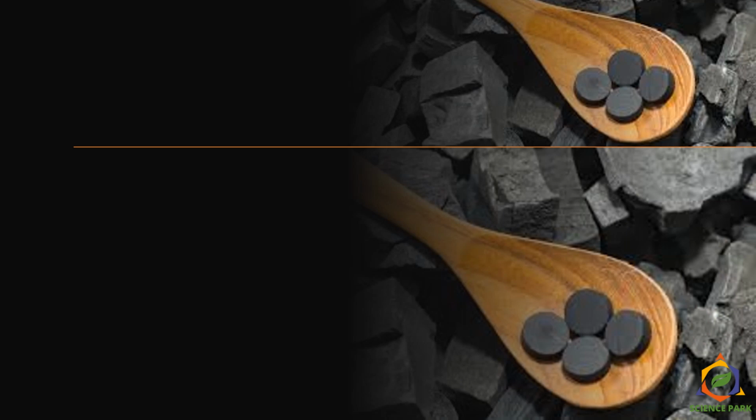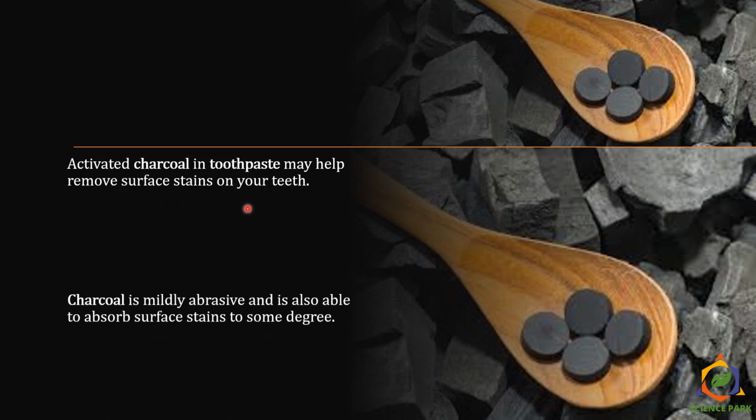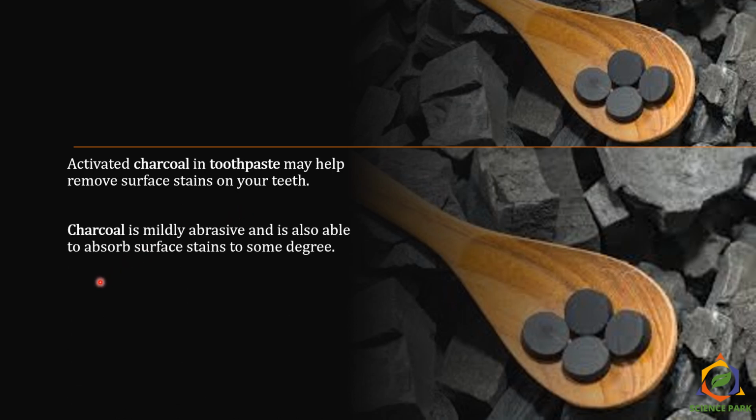Now charcoal, let's see about charcoal. So activated charcoal in toothpaste may help to remove surface stains on your teeth. Charcoal is mildly abrasive and is also able to absorb surface stains to some degree. Okay, it has a natural whitening effect on teeth.